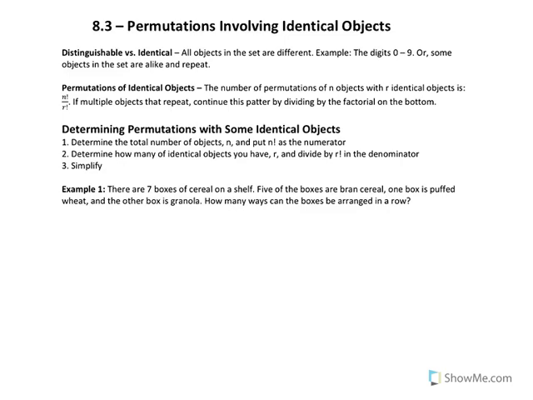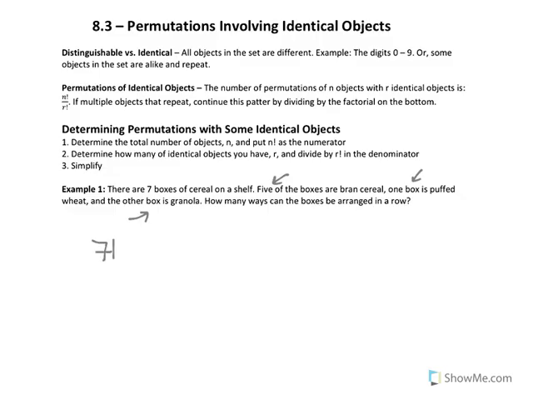8.3 Permutations involving identical objects. So anytime you're dealing with things that are the same object, we actually don't want to arrange those because they're the same thing. So there are 7 boxes of cereal on a shelf. 5 of them are bran cereal, 1 of them is puff wheat, and the other box is granola. How many ways can we arrange these?